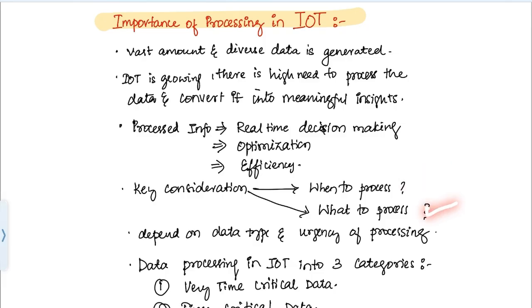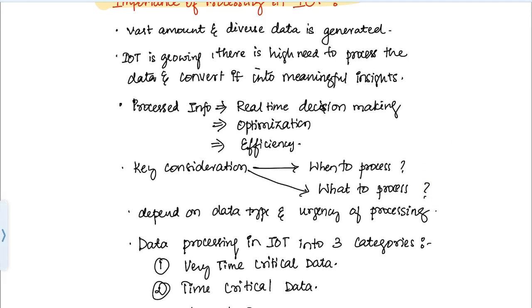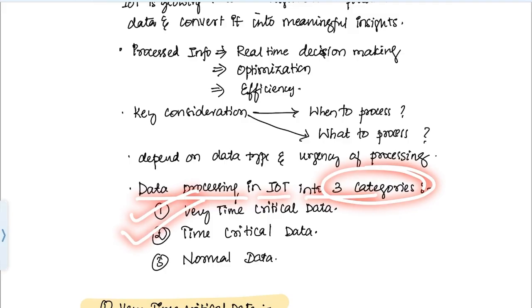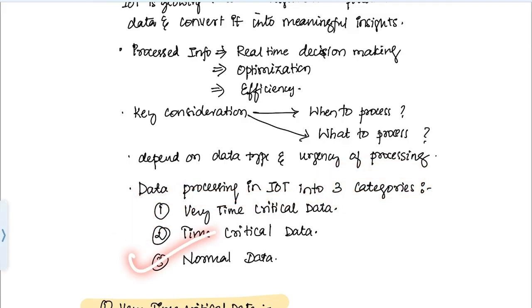Looking at the key considerations in IoT data processing, we have two: when to process the data and what to process. These decisions depend on the type of data and the urgency. If you feel that a particular data is very important, very time critical, then it has to be addressed first. So data processing in IoT is categorized into three types: very time critical data, time critical data, and normal data. Let's look at these one by one.